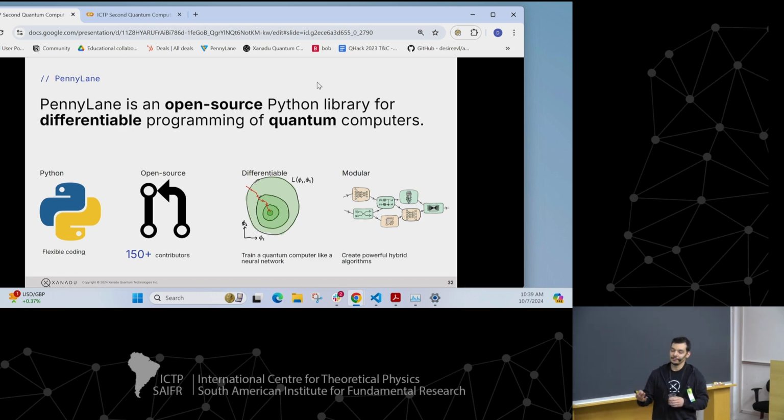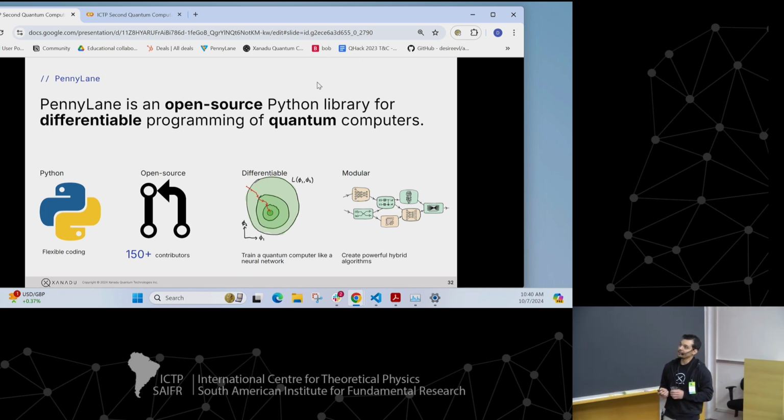We have internal reviews of any external contributions, of course, but it is a good way of getting experience with quantum software development if you're interested in that. I already mentioned that it focuses a lot on differentiability or differentiable programming.